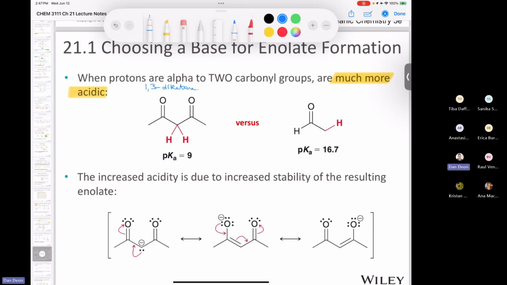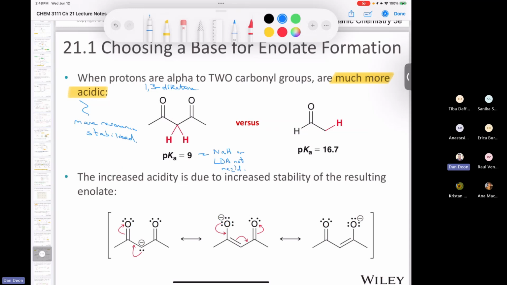Well, why would that be? It's because of more resonance stabilization. And when I talk about that, I'm talking about the conjugate base. So if you draw the conjugate base down here, you can see it's got 3 resonance structures. And so that's why it's so acidic. It's just got extra resonance. And so if you have a 1,3-dicarbonyl, what's the conclusion? Do you need to use sodium hydride or lithium diisopropylamide? I would write here NaH or LDA, not required.